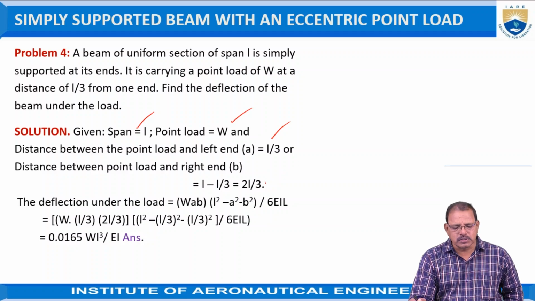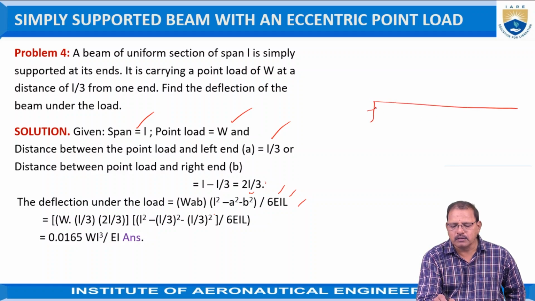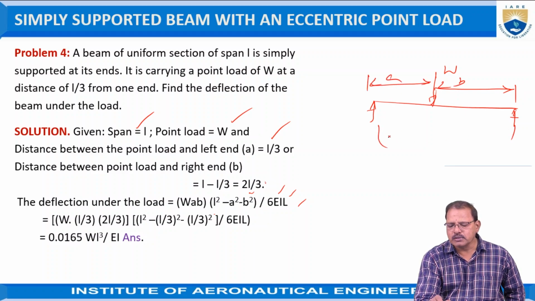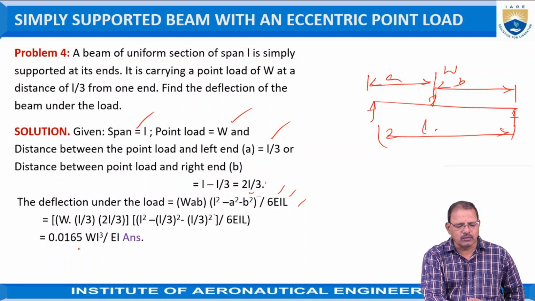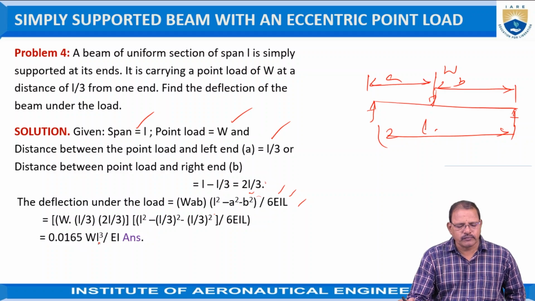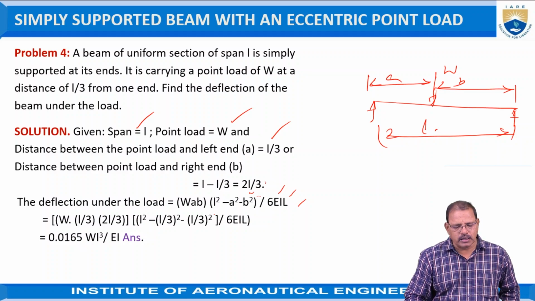The deflection under the load is given by, according to the previous equations we got, WAB divided by L square minus A square minus B square divided by 6EIL. Where A is representing, if I take here the simply supported beam, here load W is acting at its position. This length is represented as B, this is represented as A, and the total length of the beam is equal to L. So on substituting these values in this equation, we got it is equal to 0.0165 WL cube divided by EI.